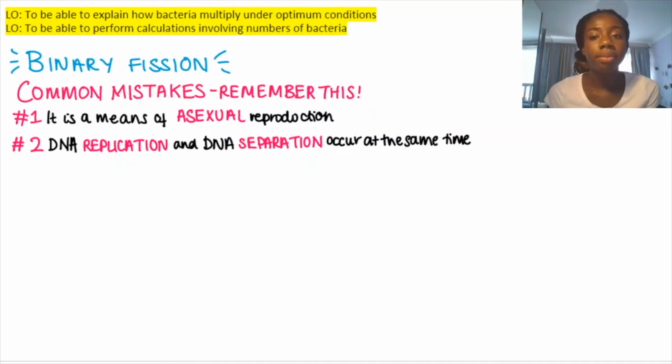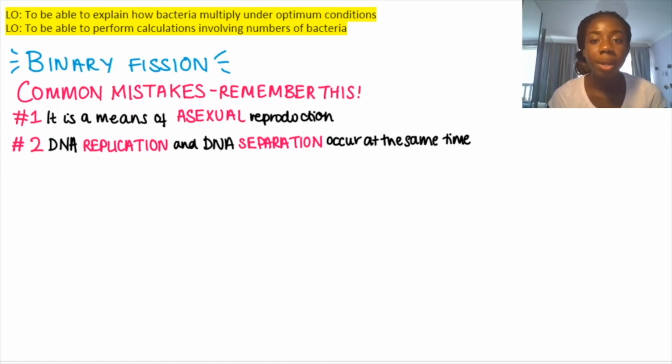These are some common mistakes that students make when they're attempting to answer questions about binary fission. So these are 2 top tips that you should keep in mind when you're studying this topic. Although it is quite similar to mitosis, a lot of these steps and the general function of the process is quite different. So number 1, binary fission is a means of asexual reproduction. So bacteria carry out this process in order to make more of themselves, which are independent organisms.